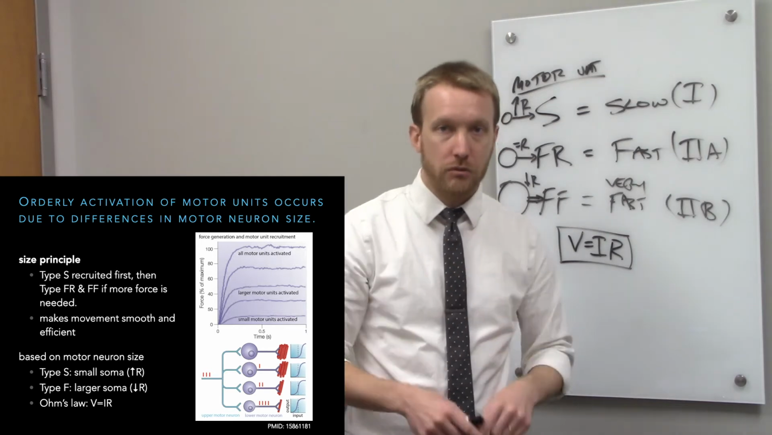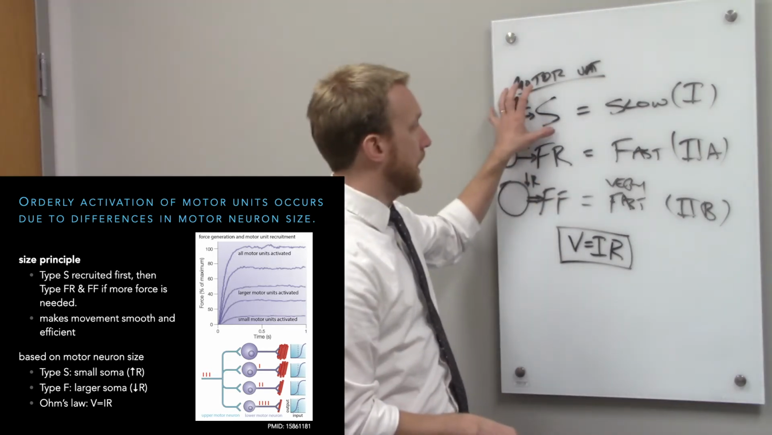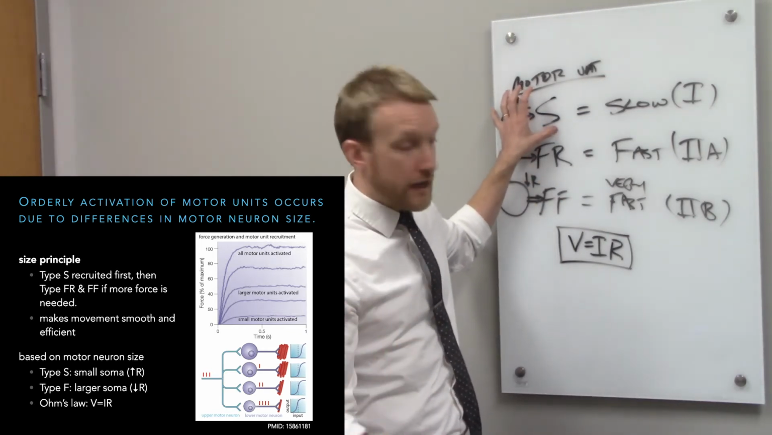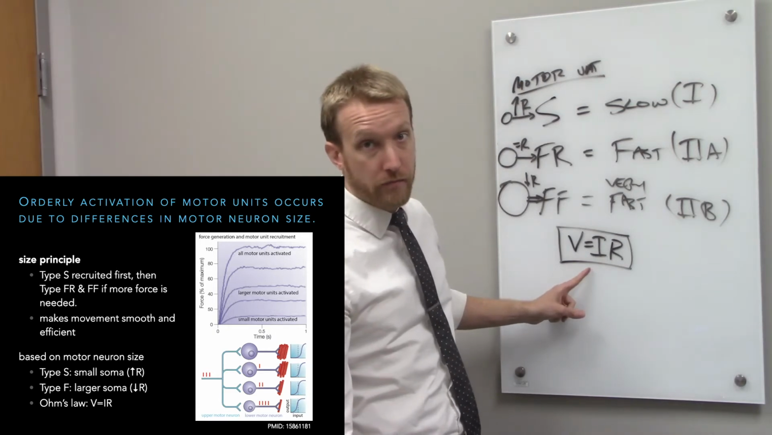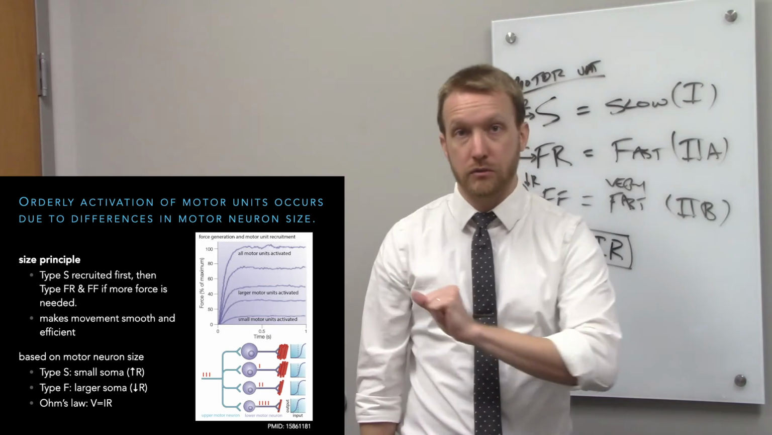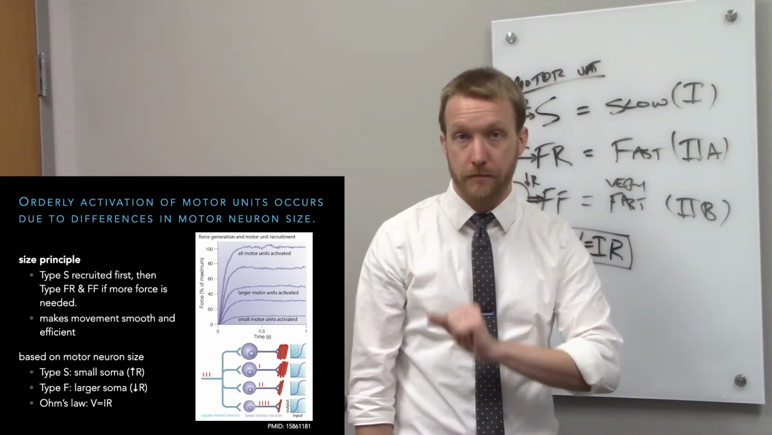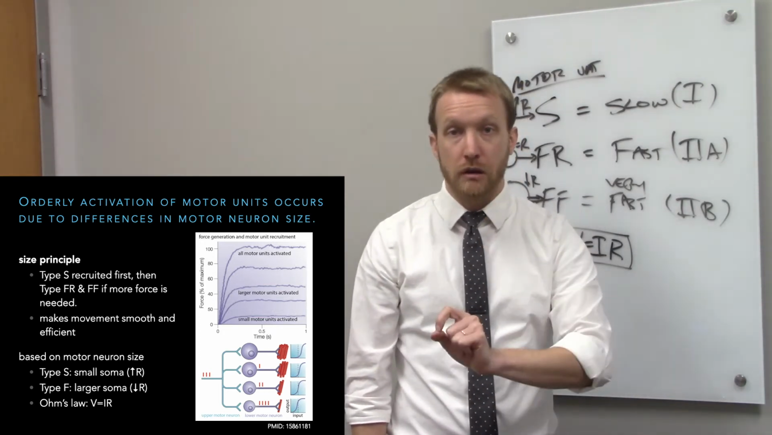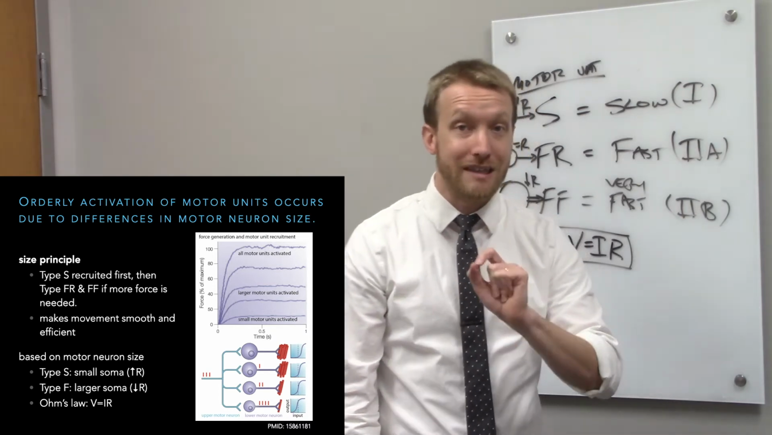So the first thing we recruit are the type S motor units. And the reason we do that is because of Ohm's law. We have smaller neurons, so they're a little more excitable. And that's what the cartoon is showing us there. The smaller your neuron, the more excitable it is for a given current.